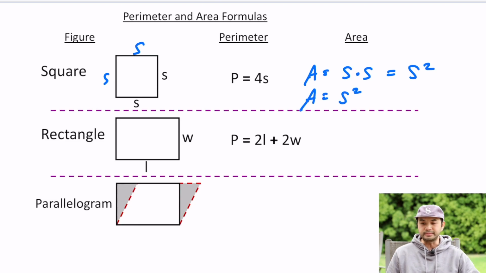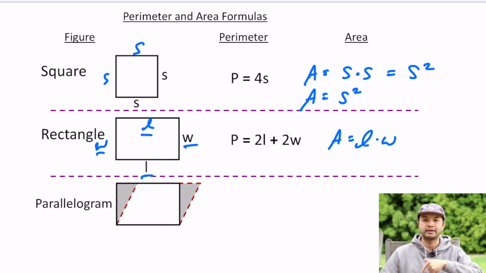For a rectangle, you might have known this was W, and this is length. So if you add them all up, that's 2 lengths plus 2 widths. That's why you have 2L plus 2W. For area, that's just going to be length times width. As we saw from the previous example, you just multiply the 2 sides. We counted them and got 16 and 15, but you could have just done 4 times 4 or 3 times 5. So that's what we have.